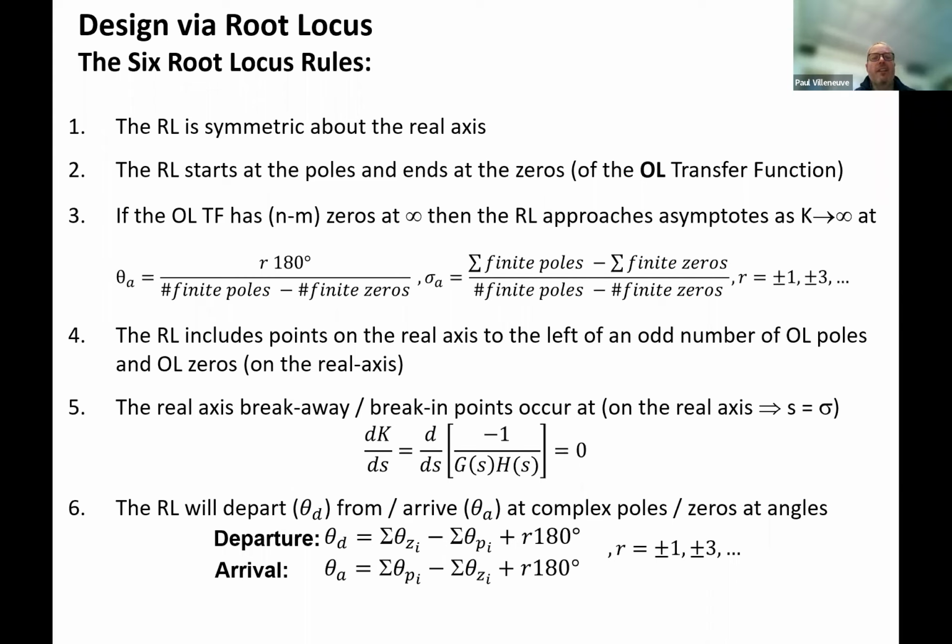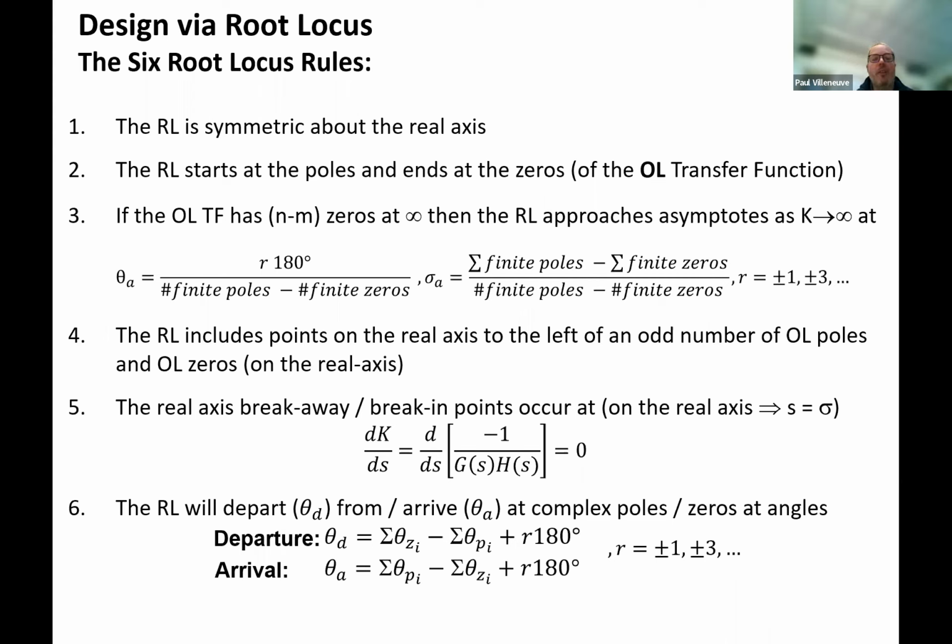If you do have any infinite zeros, you can solve for those asymptotic angles by taking your 180 and dividing by n minus m, the order of the denominator minus the order of the numerator. And then the centroid, where those asymptotes start, you sum the poles and you subtract the sum of the zeros, finite only, and then you divide by n minus m. Okay, that'll give you a way to adjust that. And then this is another one that really helps for all the root locus points that are on the real axis.